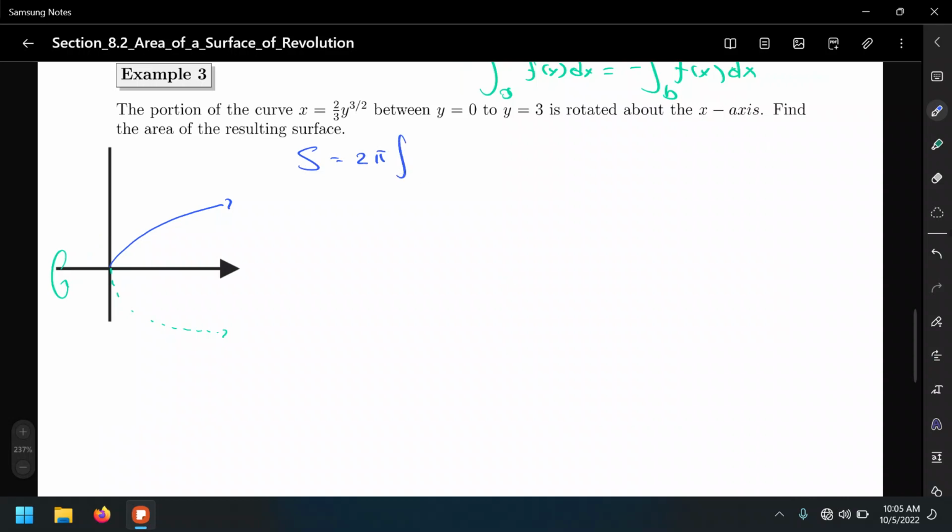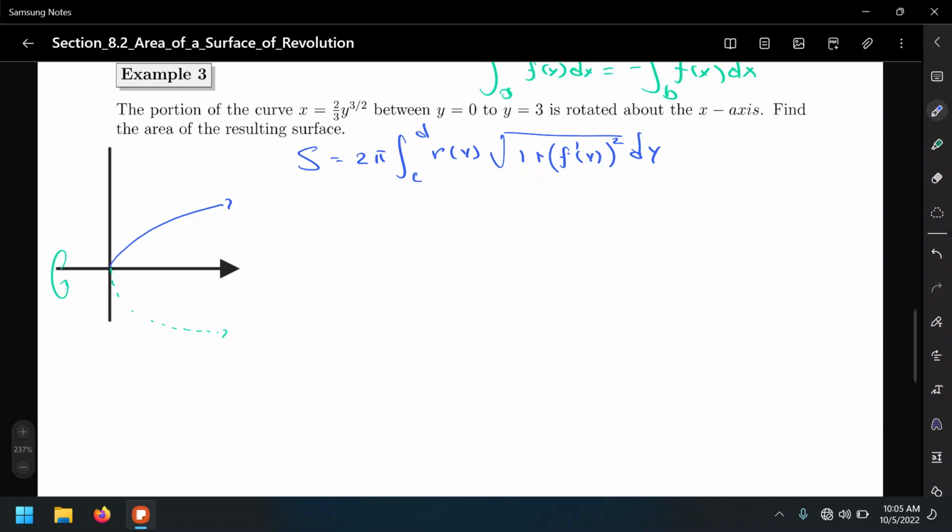In this case, since we have functions of y, the integral is going to go from c to d, and that's r of y, that's the radius, times the arc length element, square root of 1 plus f prime of y, quantity squared, with respect to y.